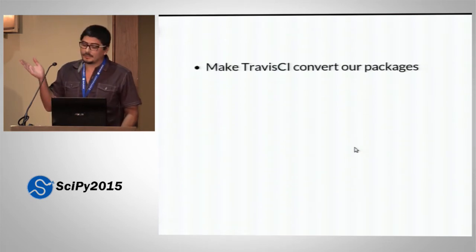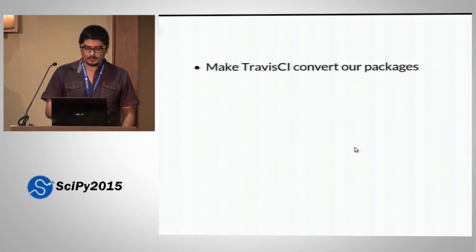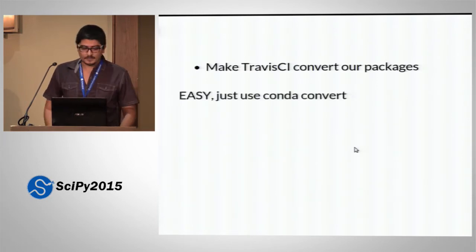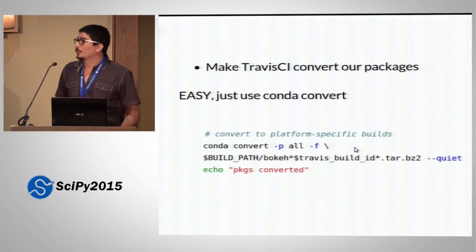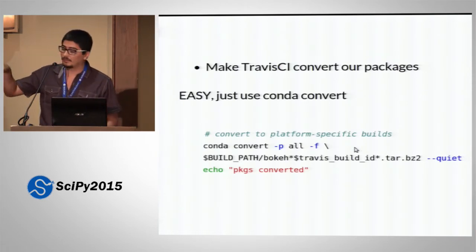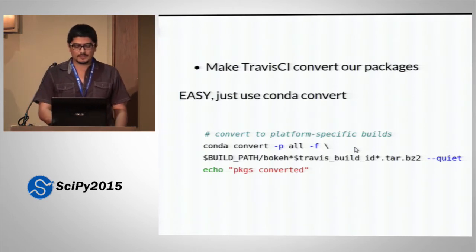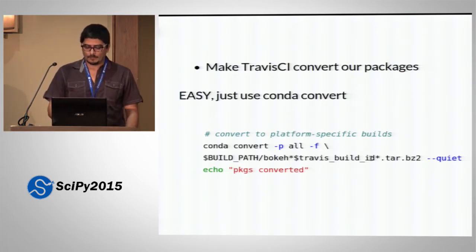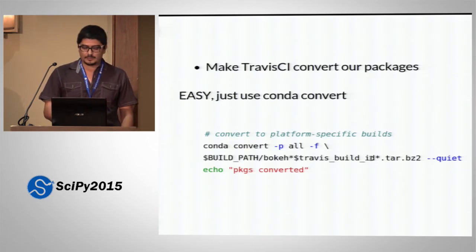Then we need to make Travis CI convert our packages to all the available platforms. And it's easy to do it using conda convert. And if you see the command there, you will see here the Travis build ID, and that is related with the previous command.